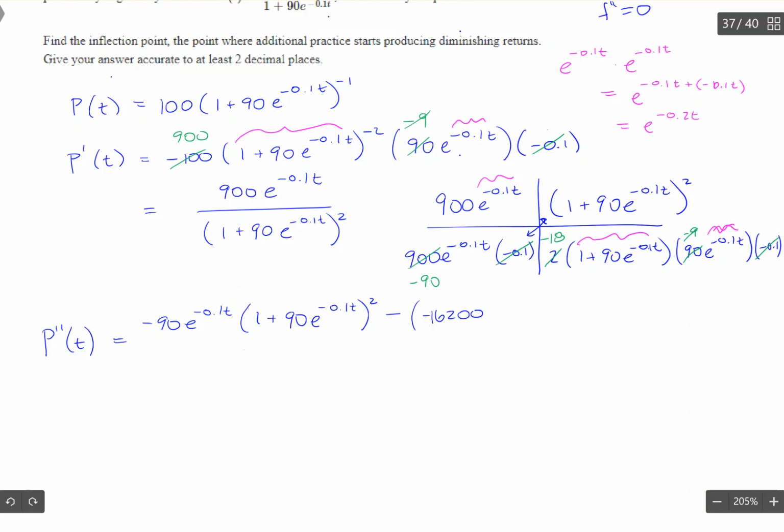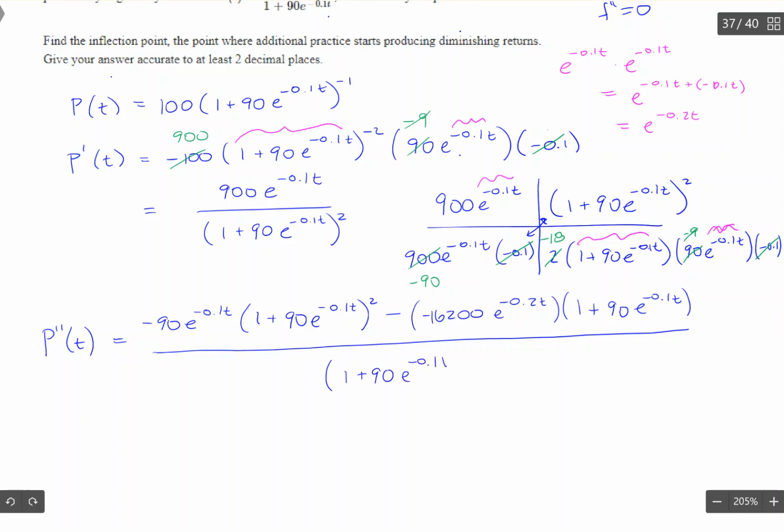All right, so when I multiply e to the negative 0.1t times another factor of that, I get e to the negative 0.2t. And then it looks like I have another factor of 1 plus 90 e to the negative 0.1 t. All of this is going to go over the original denominator, which was 1 plus 90 e to the negative 0.1 t quantity squared, and then we're going to square it again. So that will go to the fourth power now, which looks intimidating, but it's going to get a little bit better.